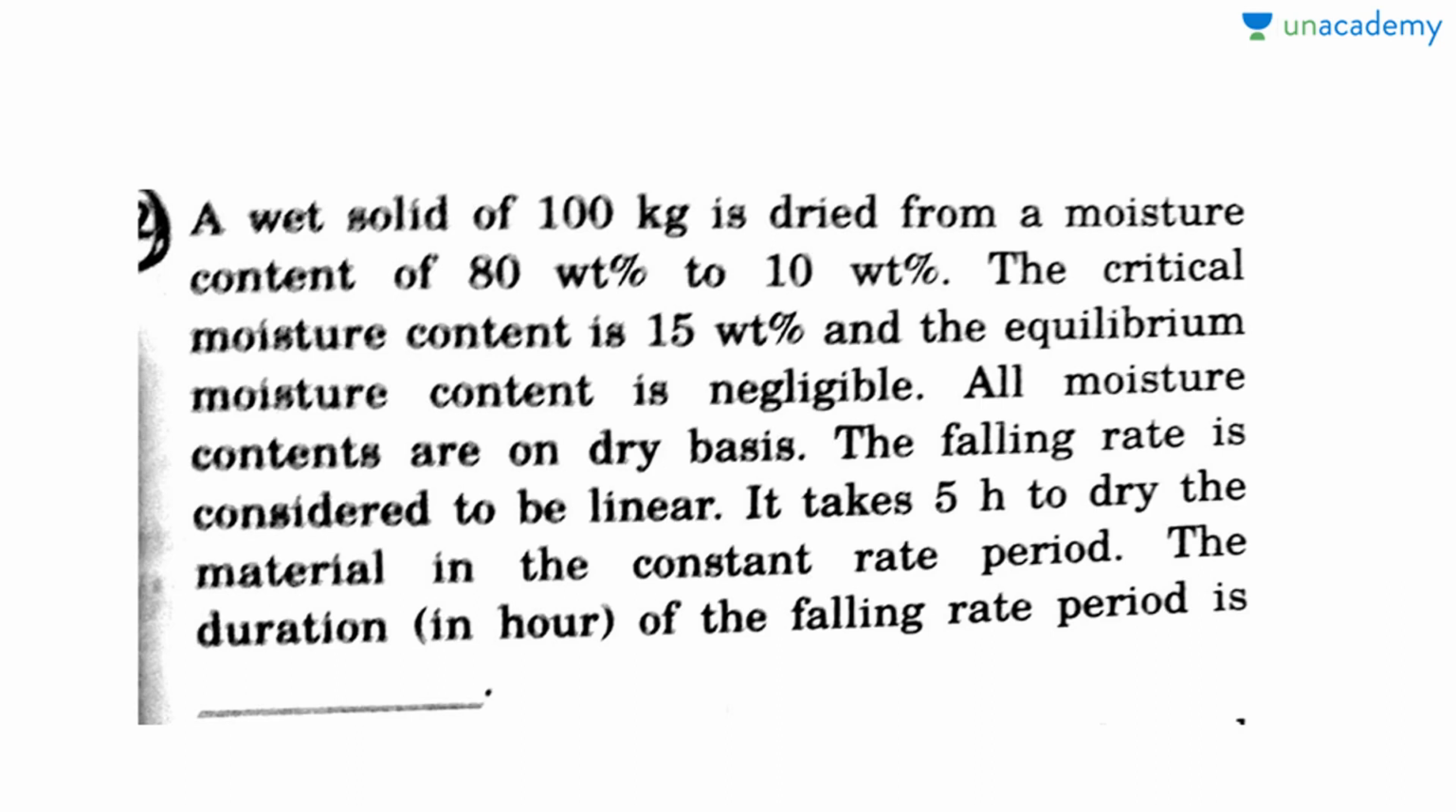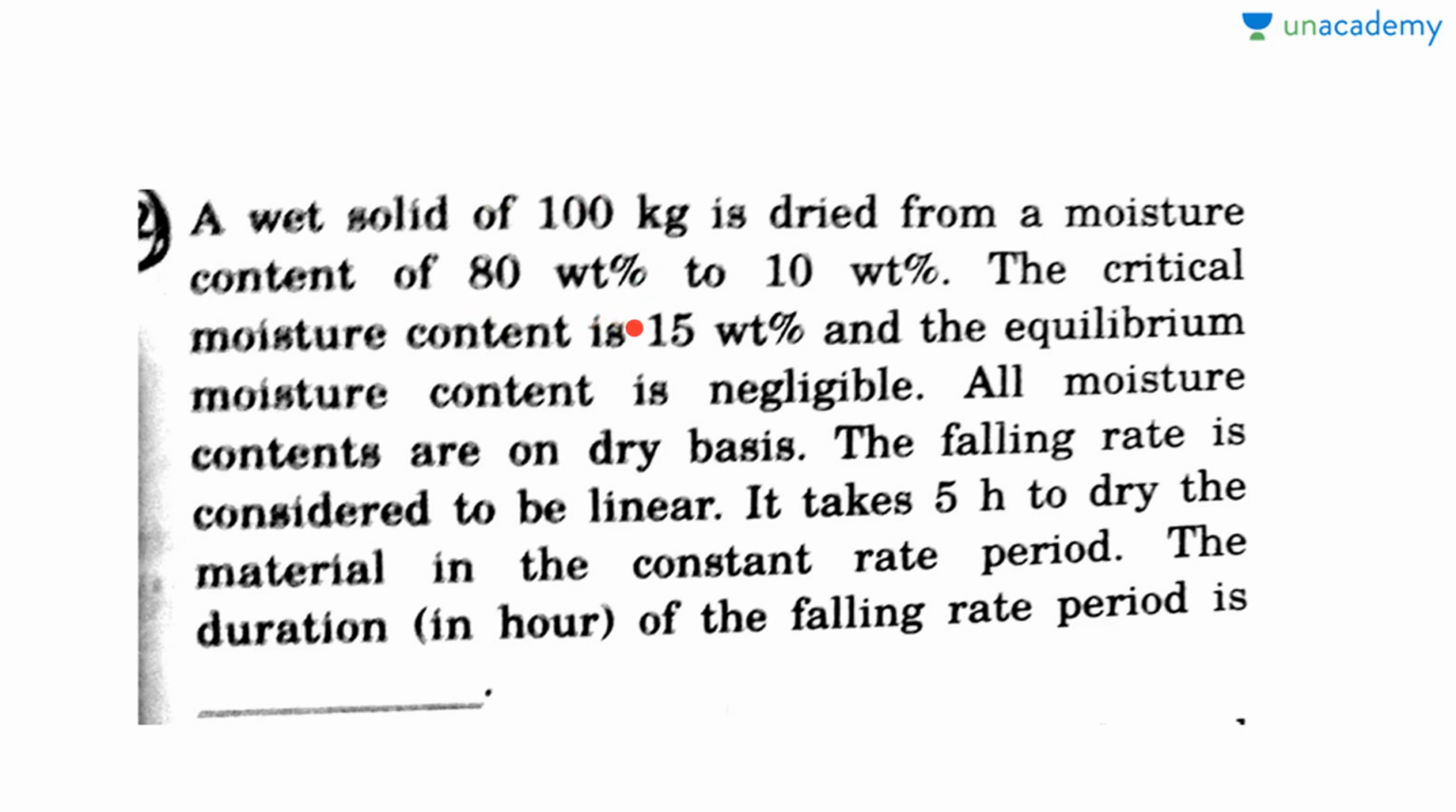As we have already seen, for drying we first studied the mass transfer part, we also studied the thermodynamics of drying, then we came to the heat transfer aspect of drying, and then we switched to some numerical problems. So the question reads as: a wet solid of 100 kg is dried from a moisture content of 80 weight% to 40 weight%. Actually this is a printing mistake, so it's not 80 weight%, it is 40 weight%. So whenever you solve it, just correct it. This is not 80 weight%, this is 40 weight%.